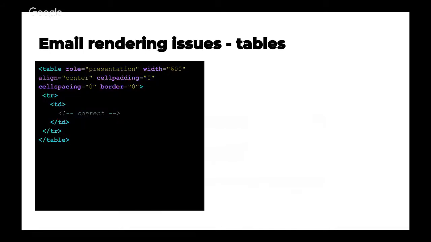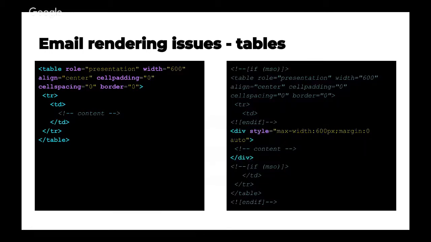So if this role equals presentation isn't working on our table, we have to look at another way around to get this working. So here I've got the code as we're up to currently. So a table with 600 pixels, role presentation. What we can use to make this work is what's called a ghost table.